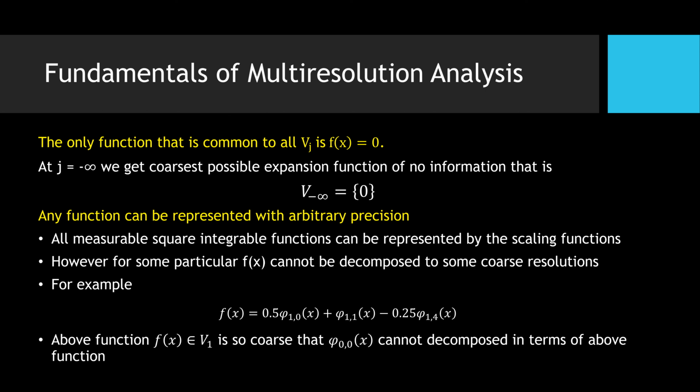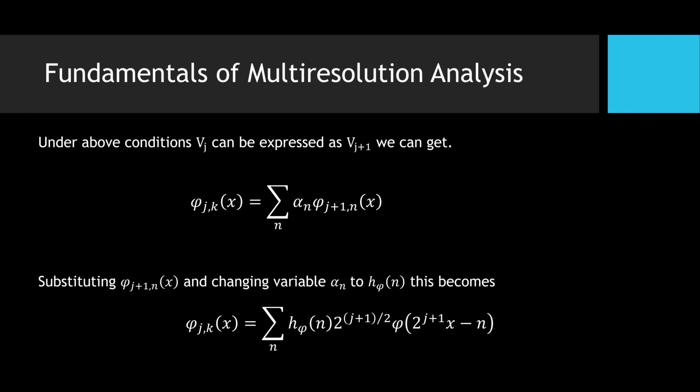So these are the four fundamentals of multi-resolution analysis. If psi of x obeys all four conditions, then we can say Vj can be expressed in Vj plus 1. That is, psi of j,k of x equals the summation of alpha n psi of j plus 1,n of x. So we have simply replaced our f of x with psi of j plus 1,n of x.